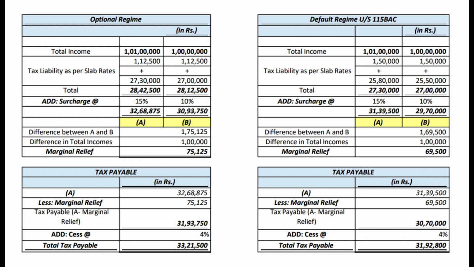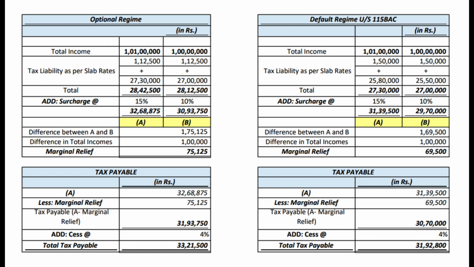If the assessee's total income is 1 crore only, in such a case, his tax liability will be as follows. Rupees 1,12,500 plus 30% of 1 crore minus 10 lakhs. That is 30% of 90 lakh, which is equal to rupees 27 lakh. The tax liability will be 28 lakh 12,500 rupees. And since the total income has not exceeded rupees 1 crore, the surcharge will be levied at the rate of 10% on income tax payable. The amount will be rupees 30,93,750.